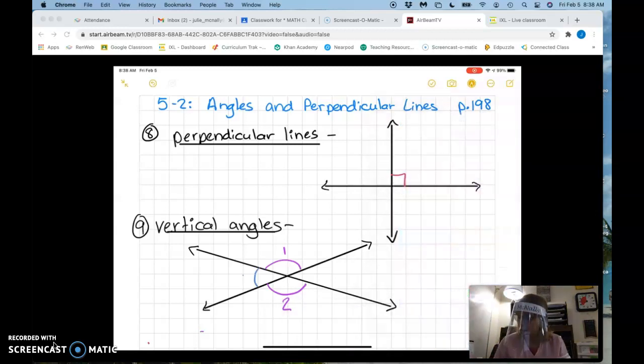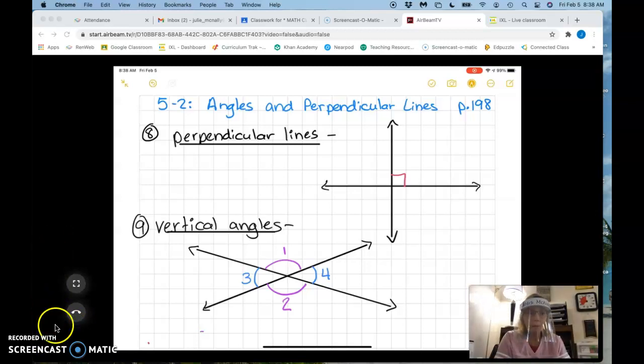Angle 3 is a vertical angle with angle 4 because they are across from each other. They sit opposite of each other. All right, that's all the vocab, and then I'll come back with some examples.